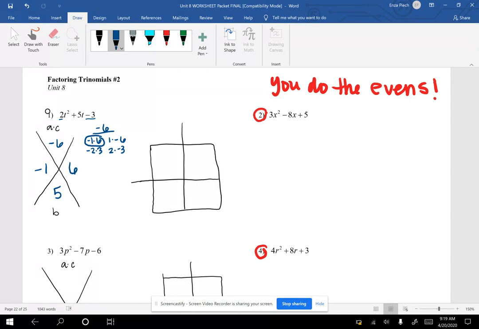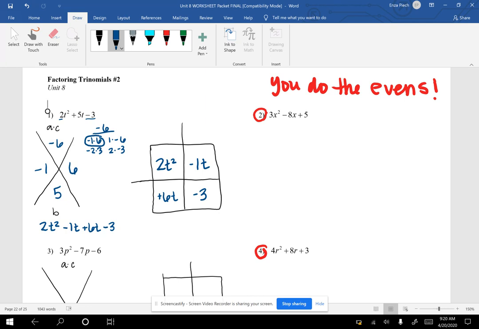So I'm going to split this up now. I keep the A value, so I have 2t squared. This becomes my first center value, minus 1t plus 6t, and my C value is the same, -3. So that's what goes inside each of my boxes. 2t squared minus 1t plus 6t minus 3.